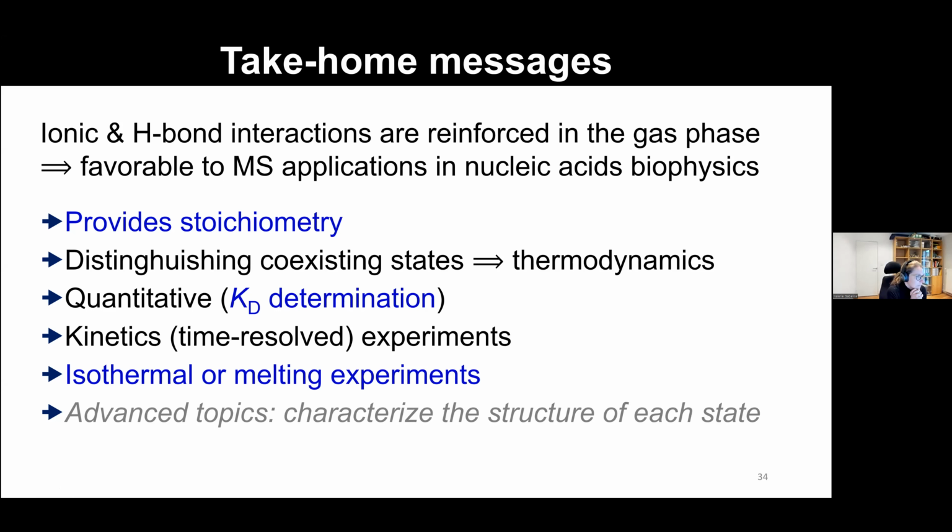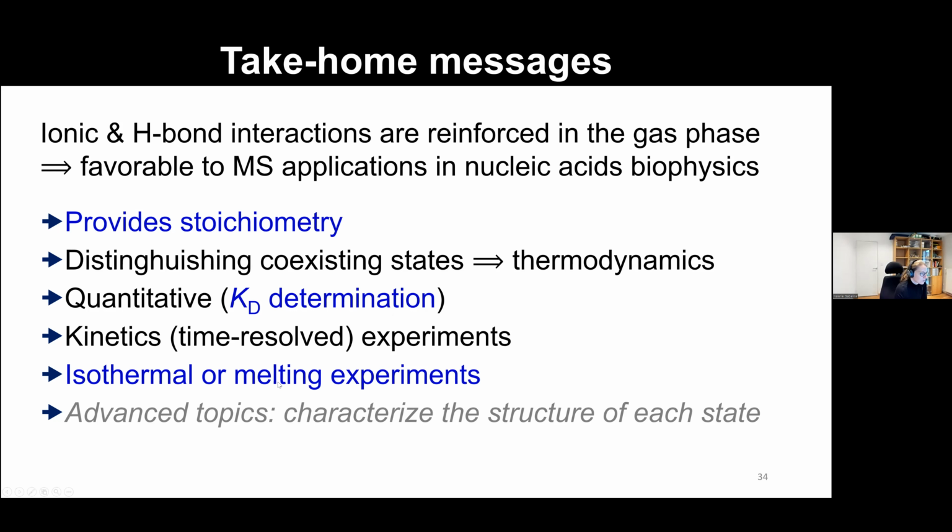This is very important. Based on the masses, we can distinguish coexisting states, which is super important for thermodynamics because, as I said, the basis of thermodynamics is about state functions. You need to define your states to have meaningful thermodynamics. Mass spectrometry can be quantitative. You can determine KD values with mass spectrometry. You can do kinetics experiments. You can also do exchange experiments, competition experiments.